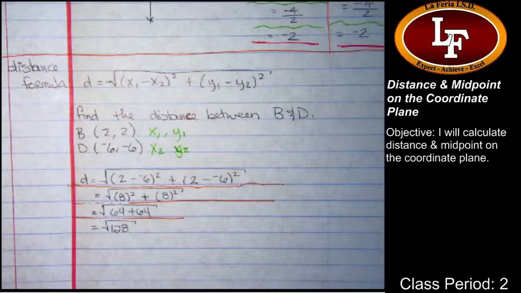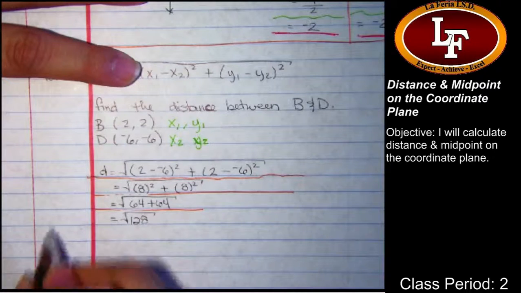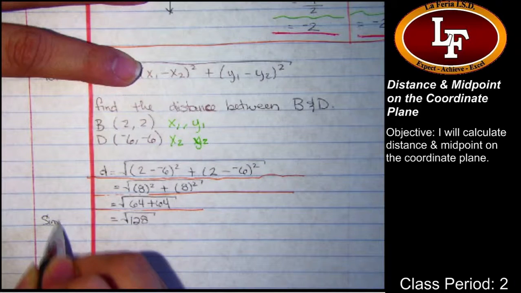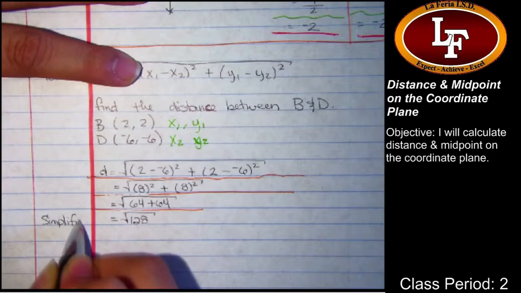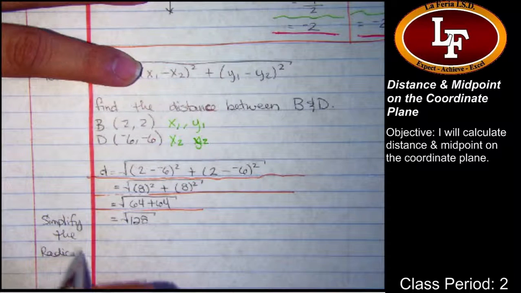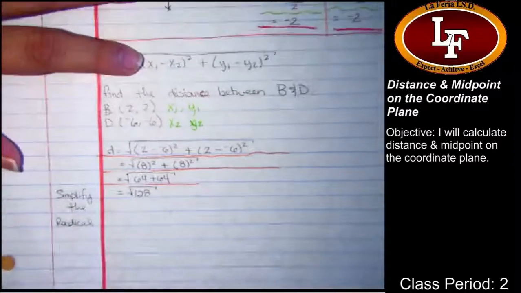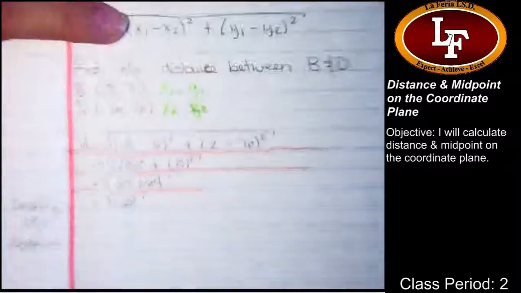But I want to prepare you for what's coming up, and I'm going to use this moment to do it. We're going to simplify the radical. And that square root symbol thing is called a radical.